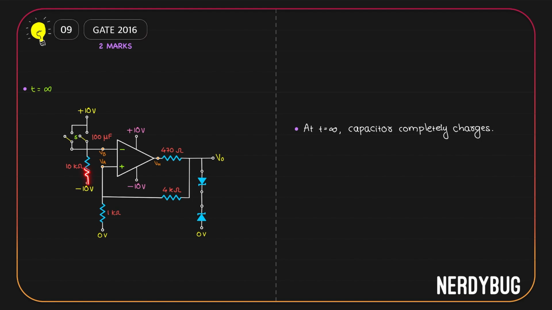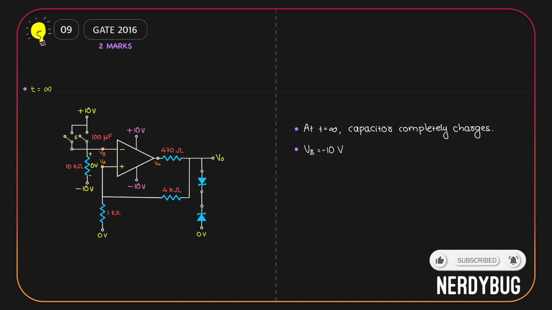Obviously, current through the 10 kilo ohm cannot flow through any of these paths because the circuit is open. It also cannot flow into the OpAmp because our OpAmp is ideal. So technically there is no current flowing through the 10 kilo ohm. That means there is no potential drop across it. Potential drop across the 10 kilo ohm is 0. So the entire minus 10 volt will be dropped over here. So VB is equal to minus 10 volt.